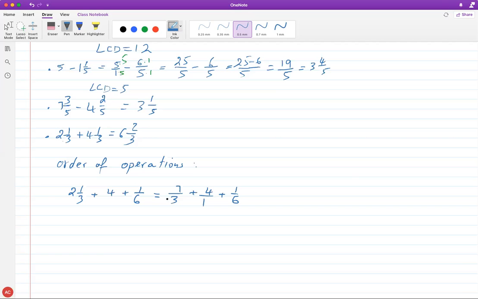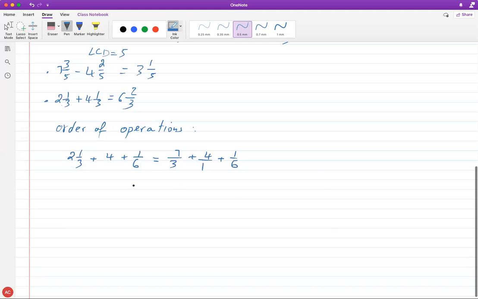You don't need to find the LCD for 3, 1, and 6. What's the LCD here? 6. That's right, 3, 1, 6, all go into 6. So now we're going to turn all these into new fractions with the same denominator, 6 here and here.